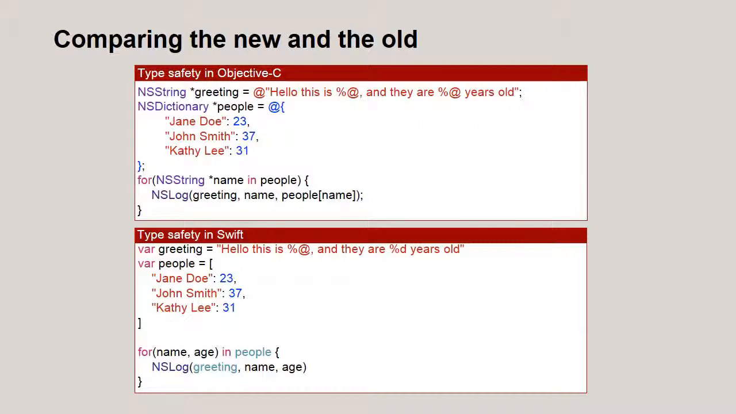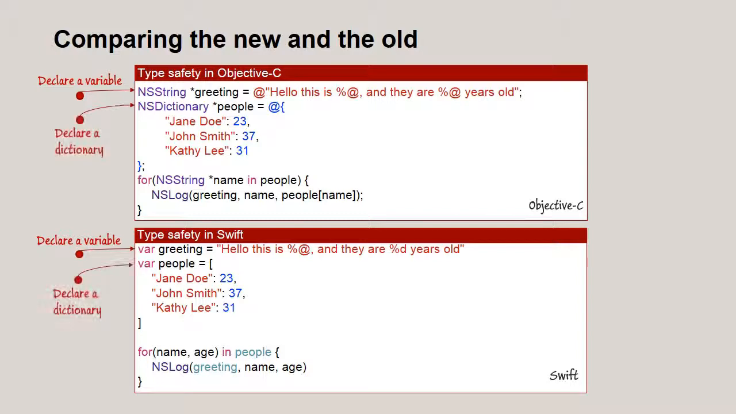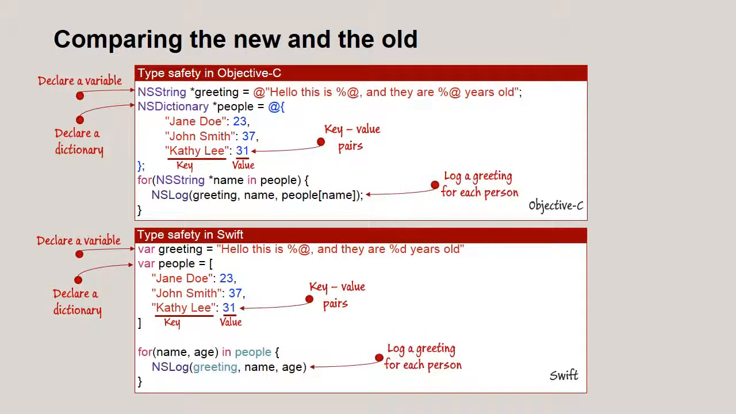Here are two examples of code that do exactly the same thing. The first is written in Objective-C, and the second is written in Swift. Both of these code examples declare a variable to start a greeting, and then create a dictionary, a collection of data organized into key-value pairs, that has a name as the key and an age as the value. After that, the code loops over the dictionary and prints to the console an introduction to each person.